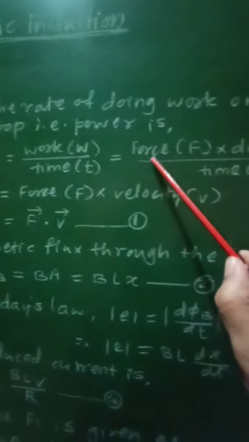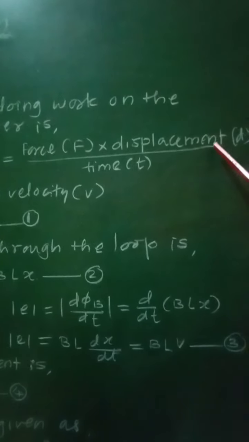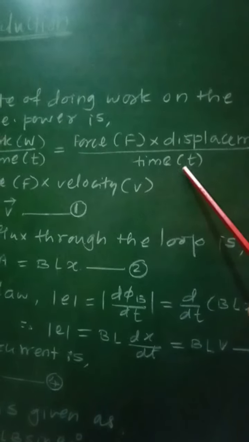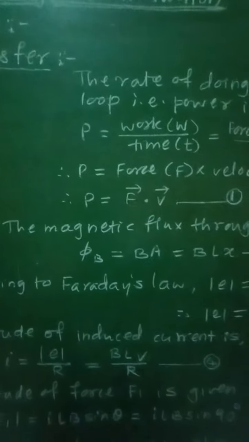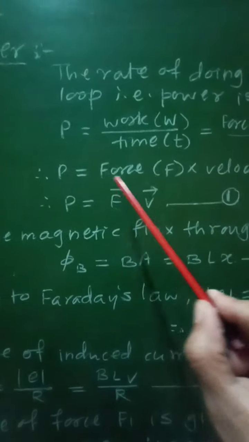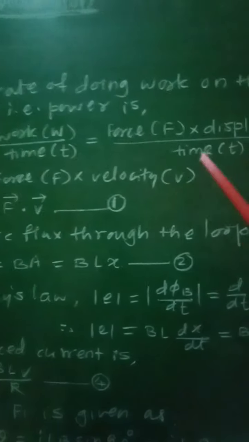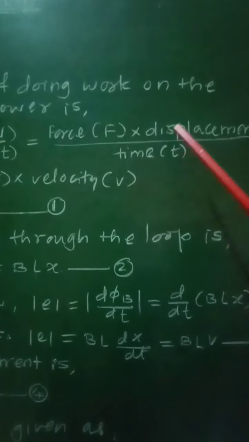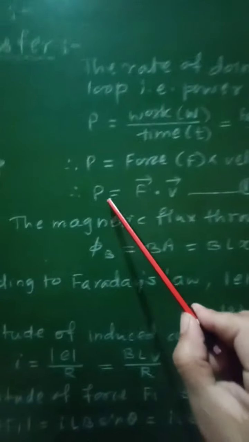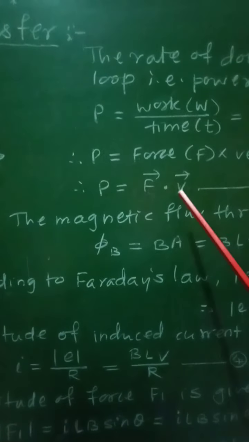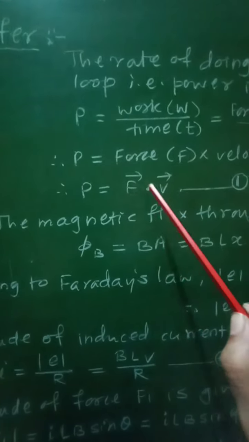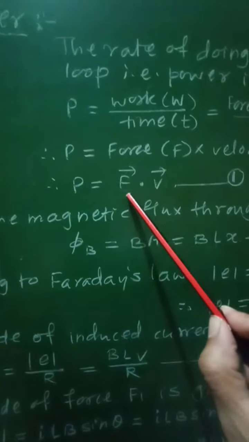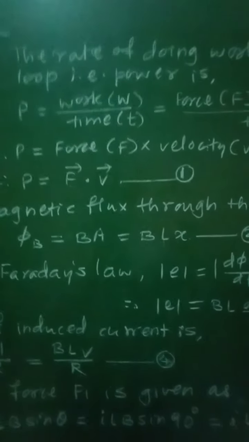So work done is nothing but force F into displacement of that loop d. So force into displacement will be equal to work, and then it will be divided by time, so that we will get power. Now this will be written as power P equal to force F into velocity v, because force F will remain as it is, and displacement upon time is the velocity of that loop. Therefore the power is written as the scalar product of two quantities, vector F dot vector v, as equation number 1. So this will be the mechanical power.